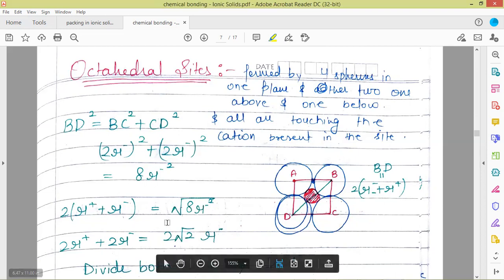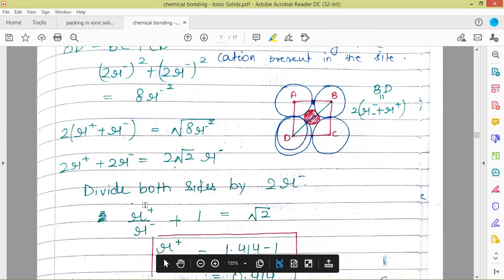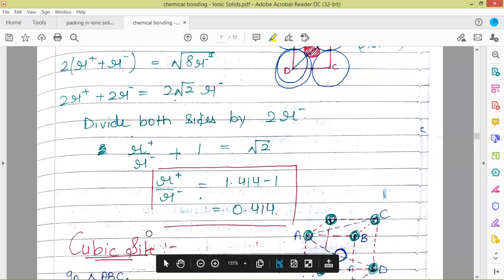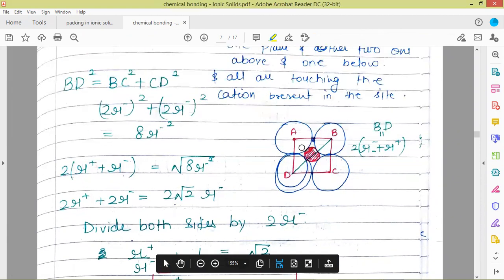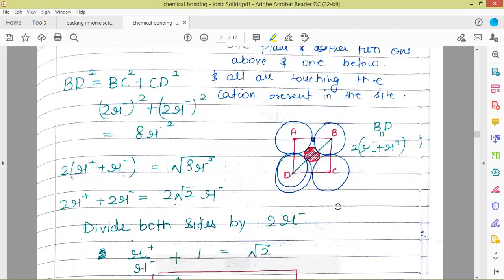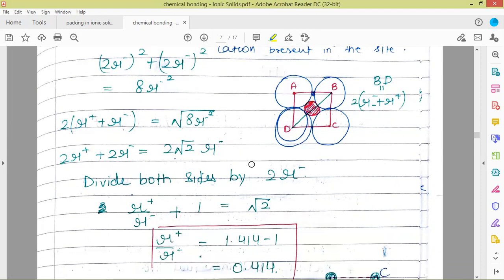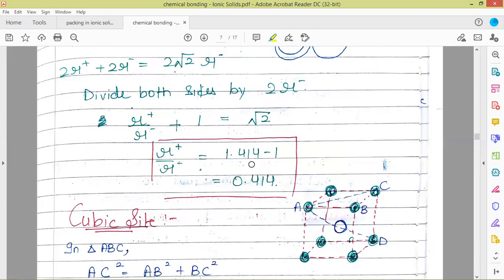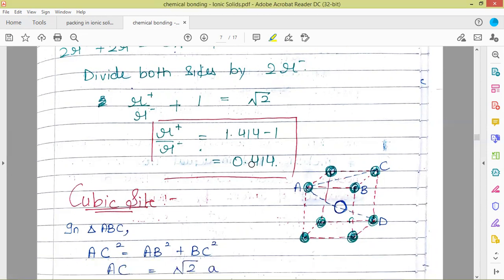So from here we'll equate these two things, and divide both by 2R negative, because we want to reach R positive by R negative. From here we get the value as 0.414. This calculation was the easiest one, where we just considered one square, and from that we calculated the radius ratio. So the radius ratio comes out to be 0.414, which is the radius ratio for the octahedral site, where the coordination number is going to be 6.